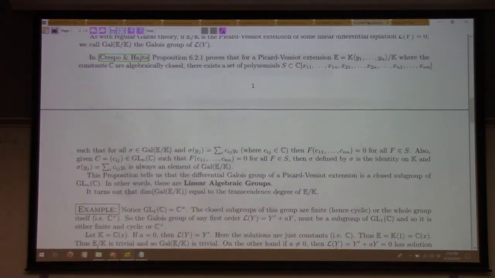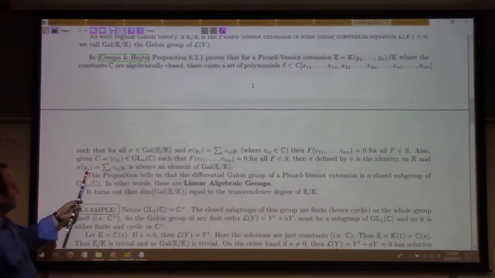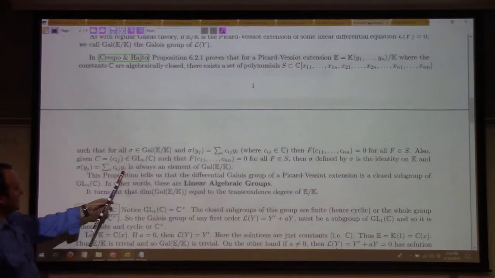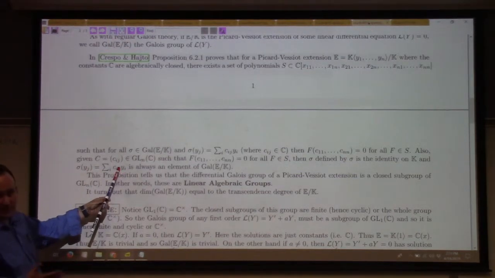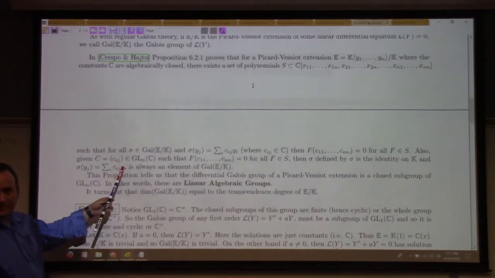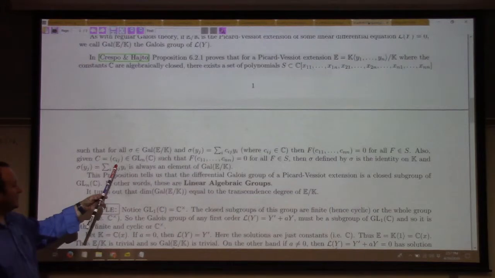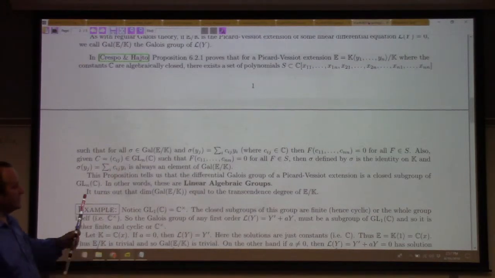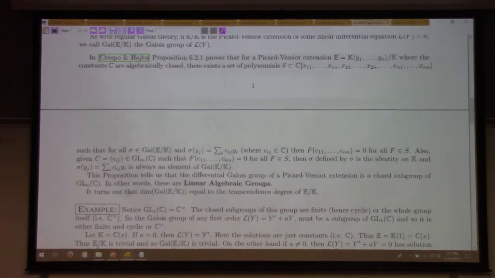And I think that's all he's saying here: if we take sigma of yj, we get this linear combination of yi's. And the thing about linear differential equations is the sum of solutions is a solution. You remember that, right? I hope this has been drilled in. So that's, again, a solution.